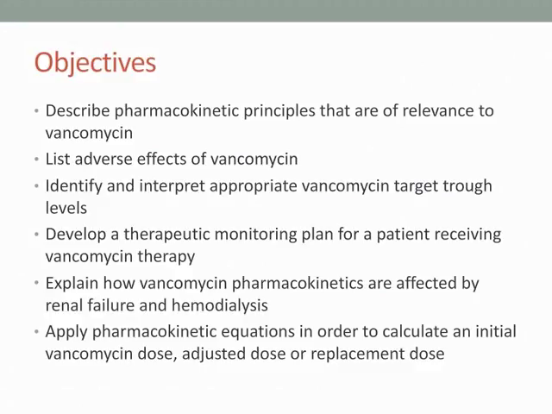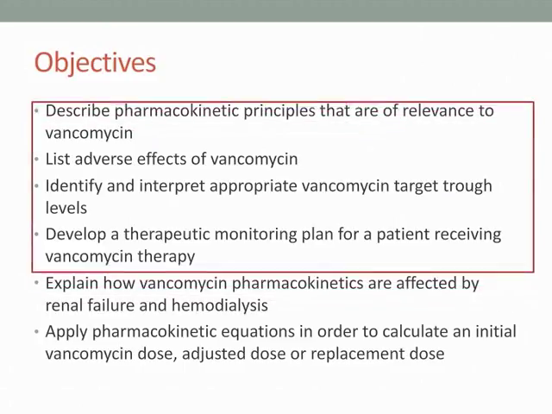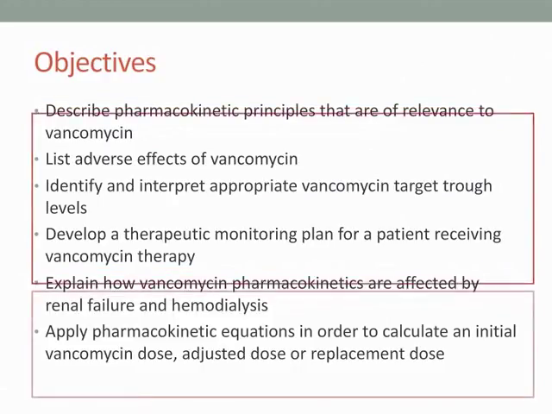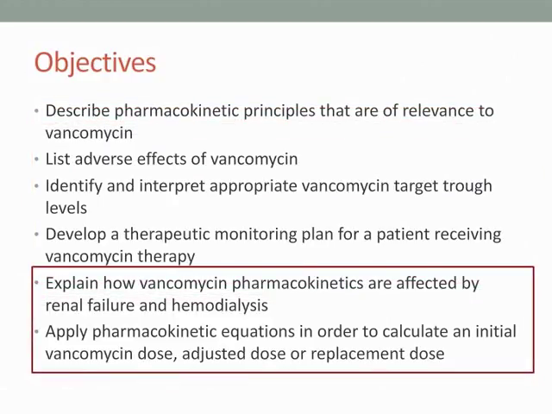This slide lists all of the objectives for the full vancomycin pharmacokinetics lecture. During this introductory BrainShark, we will focus on the first 4 objectives. After watching this BrainShark, you should be able to describe pharmacokinetic principles that are relevant to vancomycin, list the adverse effects of vancomycin, identify and interpret appropriate vancomycin target trough levels, and develop a monitoring plan for a patient receiving vancomycin. The last 2 objectives will be covered in class on Monday, August 14th.